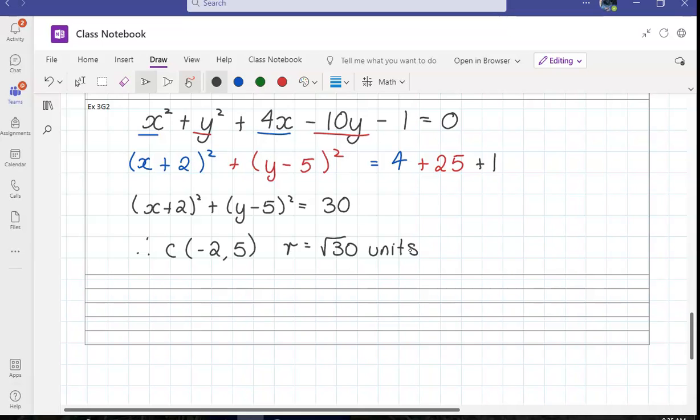So 3G2, working your way through. If you've got questions with 3.1 still, I'll come and assist. All good? Not forever. We've got a couple more things to do.